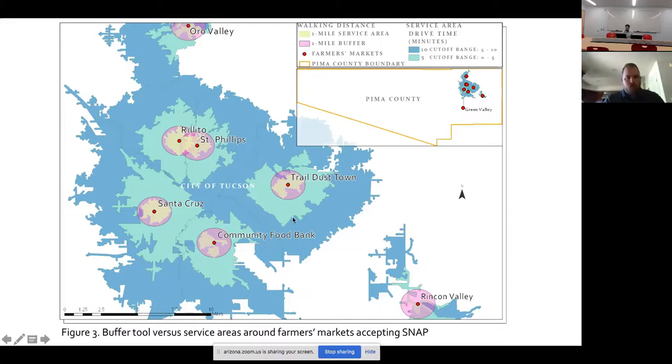And then the service area also has, as I mentioned, you can specify different cost attributes and parameters. So here I have a 5-minute and a 10-minute cutoff for the drive time. And these are the farmers markets in Pima County that accept SNAP. This one down here in Green Valley is so far south that I just included it in this view, but we do have quite a spread of farmers markets that accept SNAP.